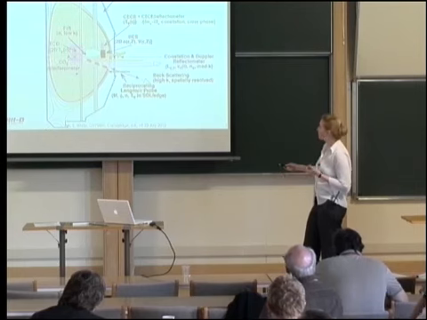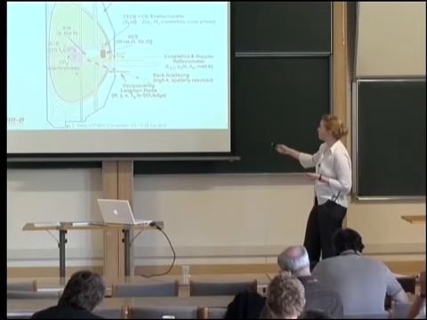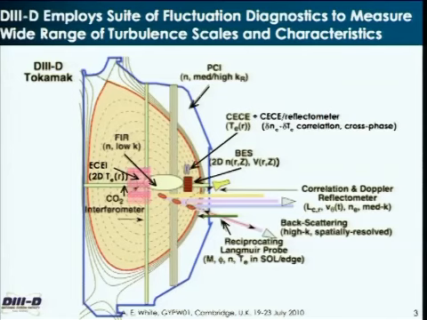Now in terms of what the local fluctuation measurements actually do, all these diagnostics, CECE, BES, and the Doppler reflectometer are tunable. So we can scan where their tiny sample volumes, which are centimeter scale in size, are looking radially on a shot-by-shot basis. And that's how we build up the information about how the turbulence is varying radially in the plasma.